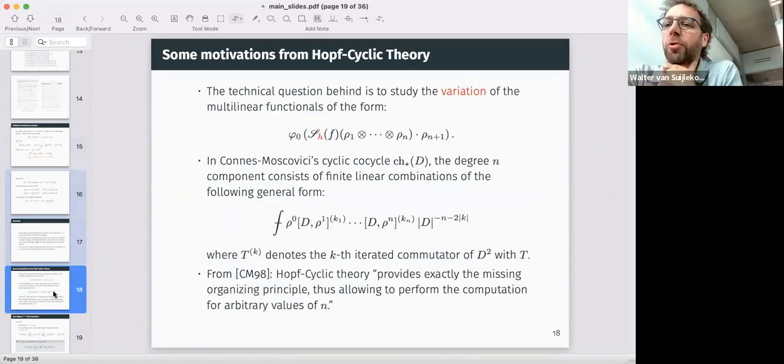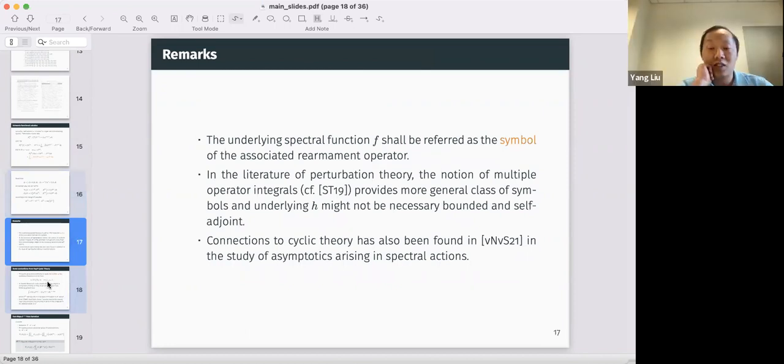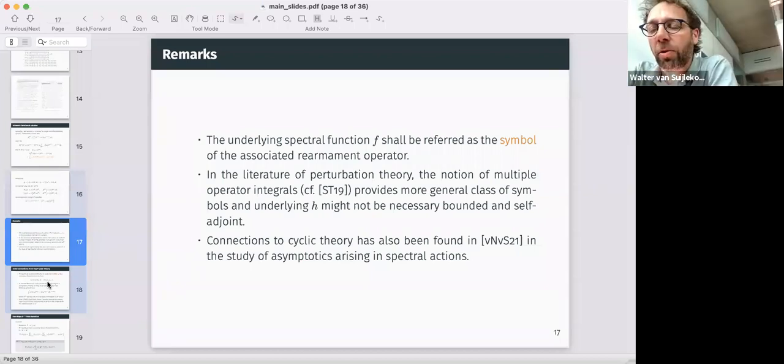Well, I should note that it's not asymptotic what we're doing. We don't take the asymptotic expansion, we take the Taylor expansion in powers of the perturbation. That's slightly different, but also there we use multiple operator integrals. So that's why it may be interesting to see.